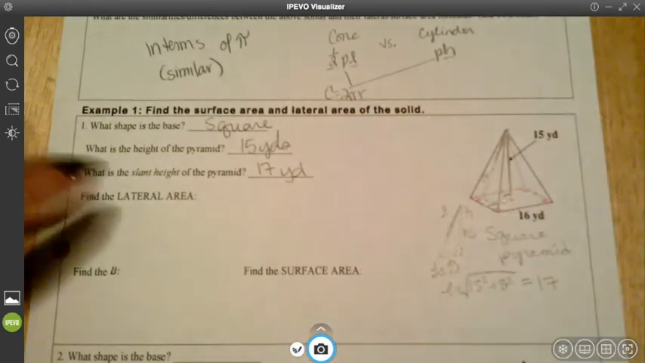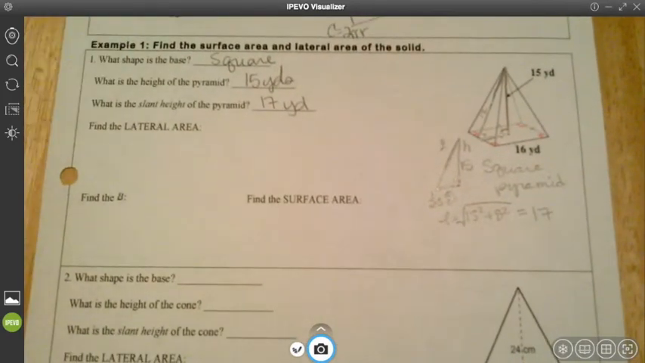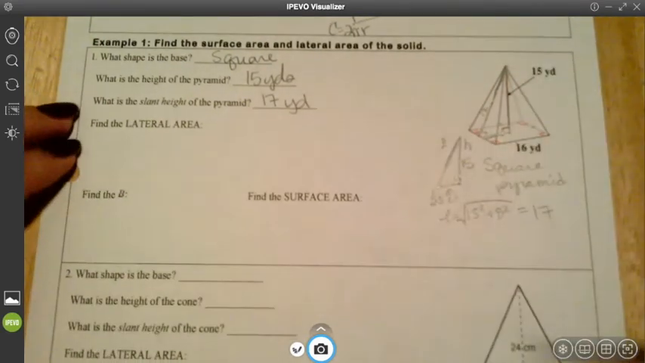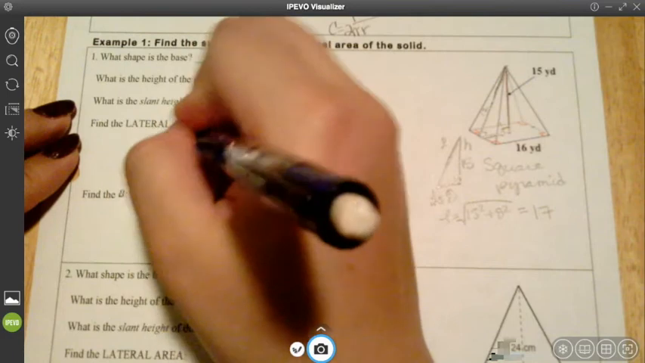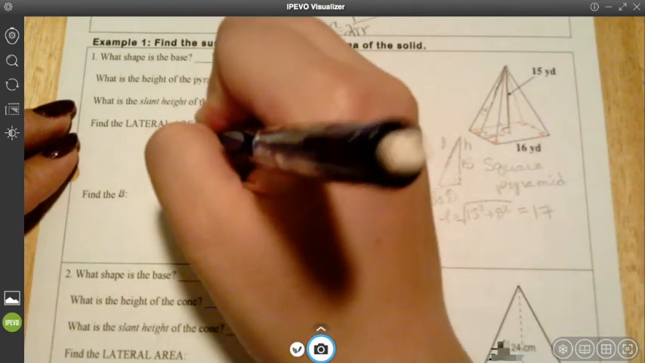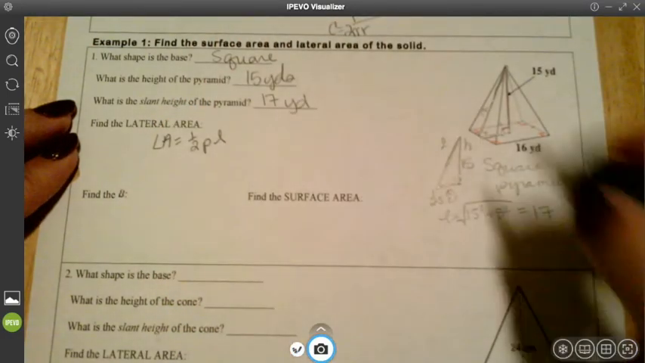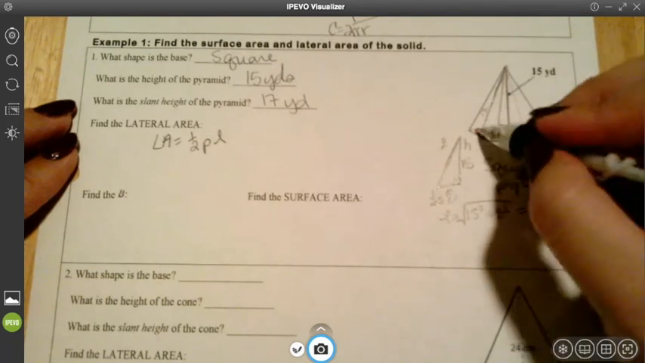17. Just by using the Pythagorean theorem, we can get that. Okay, so now we want to find the lateral area. Well, remember, this is dealing with triangles. So lateral area equals 1/2 perimeter times slant height. It's 1/2 base times height.